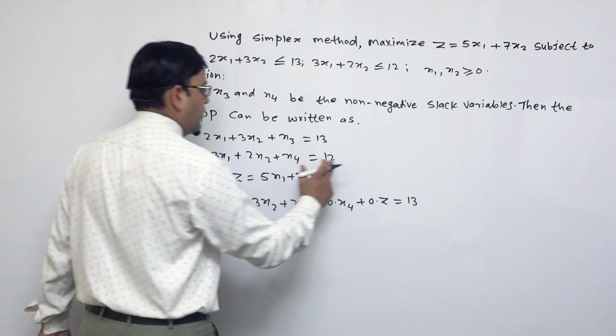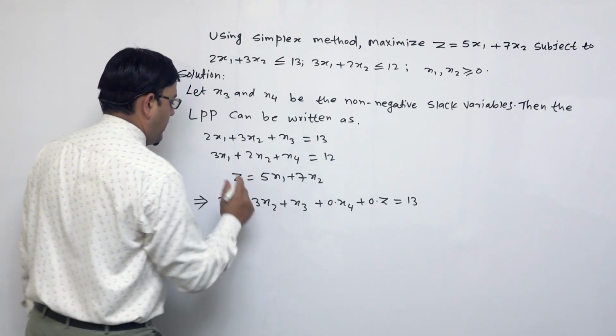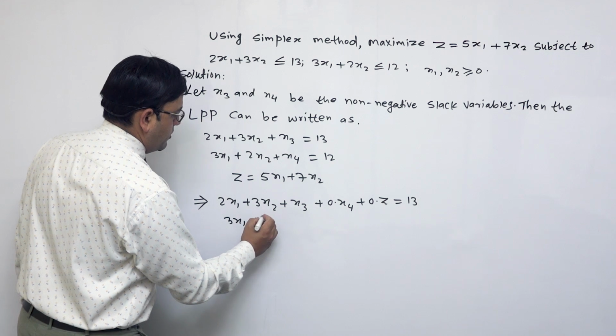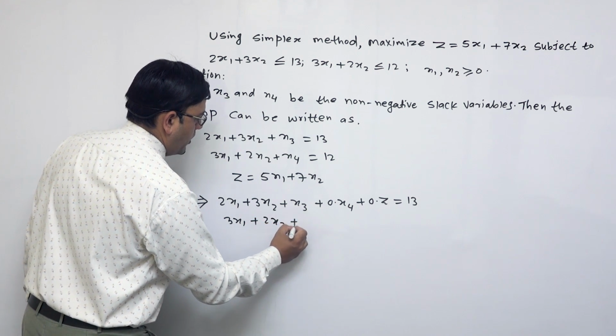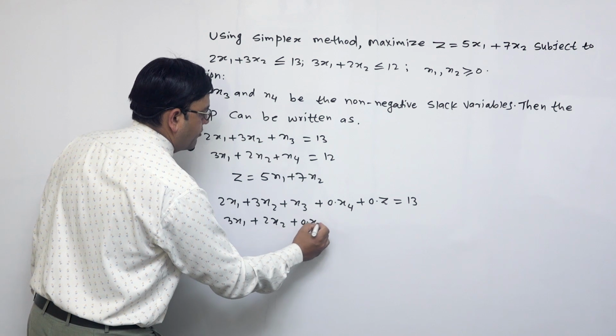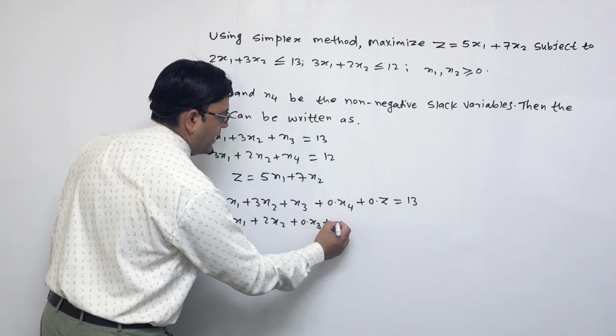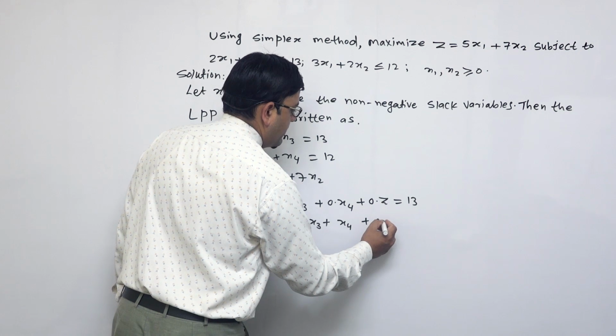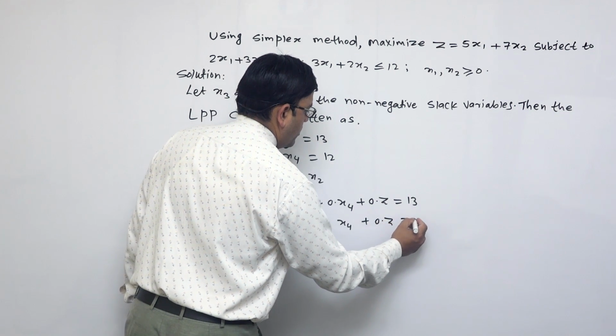Similarly, I think you guessed already. How can we write this one? 3x1 + 2x2 plus, here is no x3, so 0 times x3, and then only one x4, so we write x4, no z, so we write 0 times z is equal to 12.